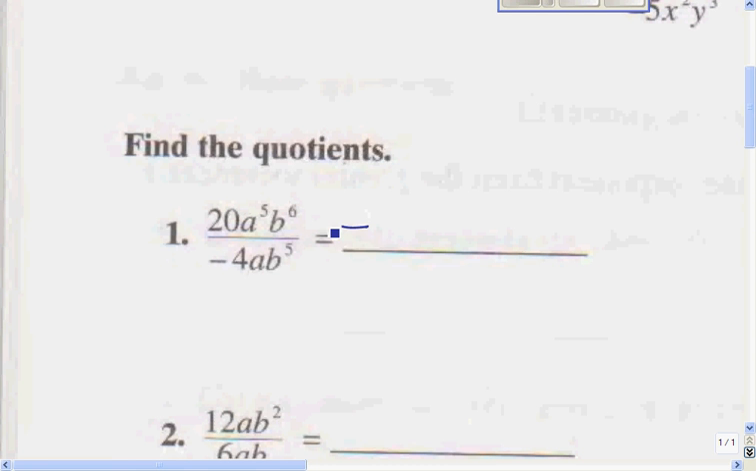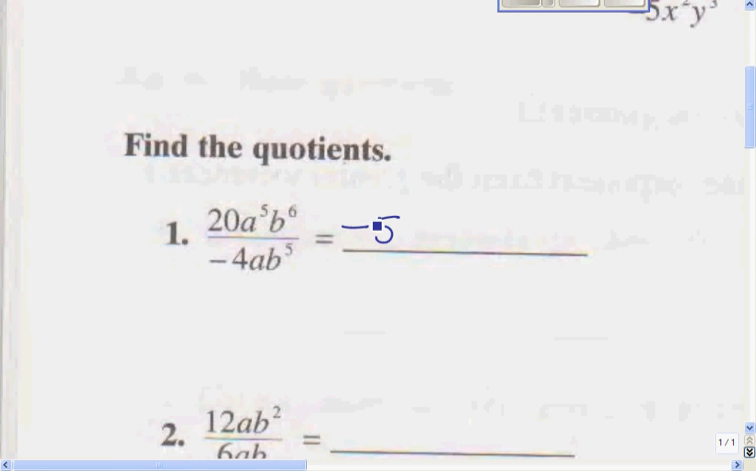Now I'm going to divide. 20 divided by 4. What's the answer? Well, I know that 4 times 5 equals 20, so my answer has to be 5. Because that's how you divide. You ask yourself, what times 4 equals 20? Well, 5 times 4 equals 20, so that's my answer, negative 5.